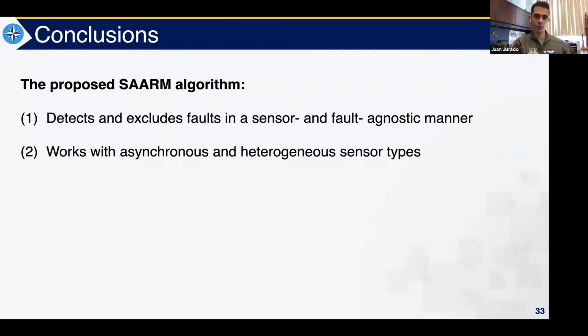It works with asynchronous sensors, meaning sensors that are coming at different update rates, sensors that have different dimensionality of Z, and sensors that provide different degrees of freedom, basically, for the chi-square test.